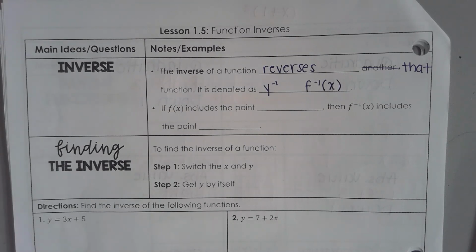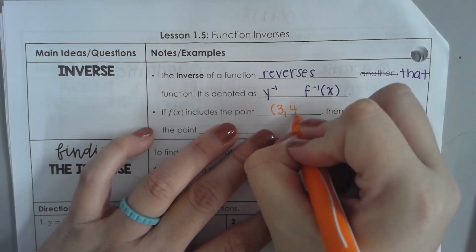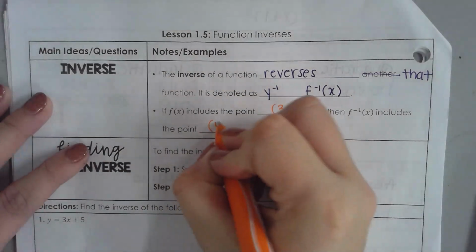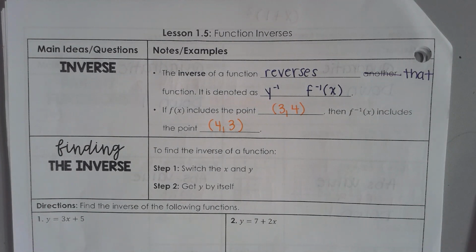And basically, when you have two functions that are inverses of each other, let's say the original function has the point (3, 4). If we just look at the graph of it, it might have the point (3, 4) on it, and if it does, that means its inverse would have the point (4, 3). All of the x's and y's are flipped from one function to its inverse.